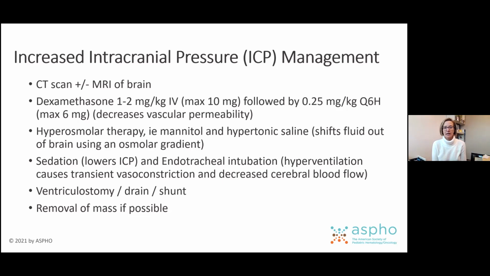Hyperosmolar therapy, such as mannitol or hypertonic saline, can also be used to shift fluid out of the brain using an osmotic gradient. Sedation can be used in this setting to lower the ICP, and also endotracheal intubation or hyperventilation to cause transient vasoconstriction and decrease of the cerebral blood flow to decrease the intracranial pressure. Ultimately, removal of the mass or ventriculostomy, drain placement, or shunt placement is the ultimate treatment, really fixing whatever is causing the issue.